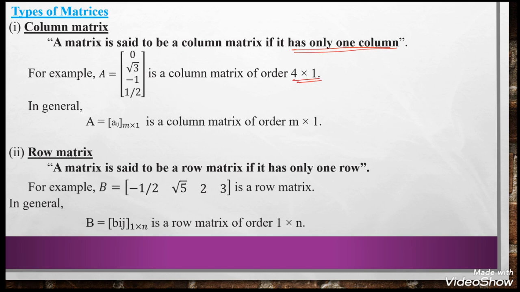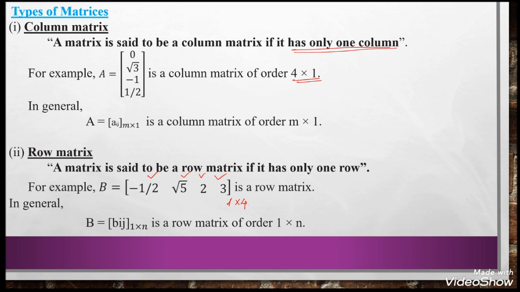Then take the second one, row matrix. Row matrix means it has only one row irrespective of the number of columns. For example, I have taken the matrix B containing the elements -1 by 2, root 5, 2, 3. There are four elements. Then the order of this matrix will be one row, four columns.